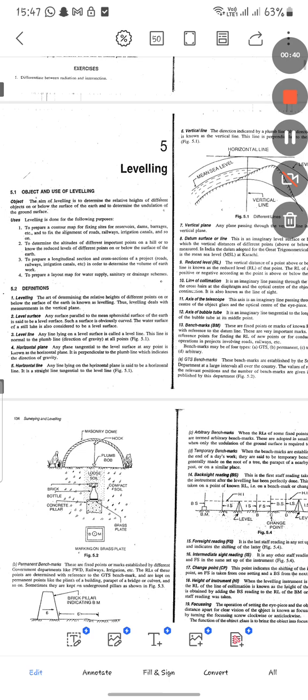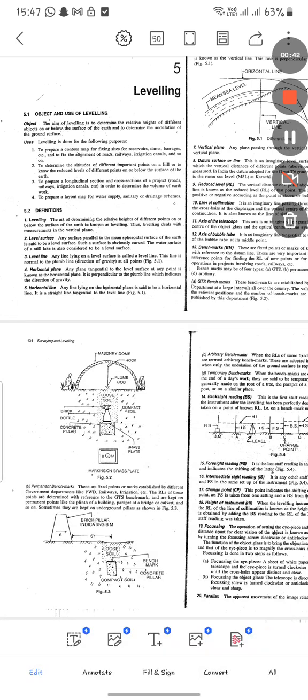1. To prepare a contour map for fixing sites for reservoirs, dams, and to fix the alignment of roads, railways, irrigation canals, and so on. Purpose number 2, to determine the altitude of different important points on a hill, or to know the reduced levels of different points on or below the surface of the earth.